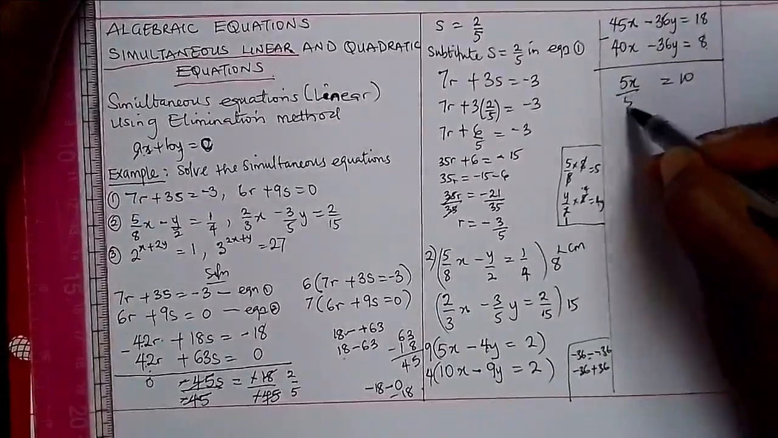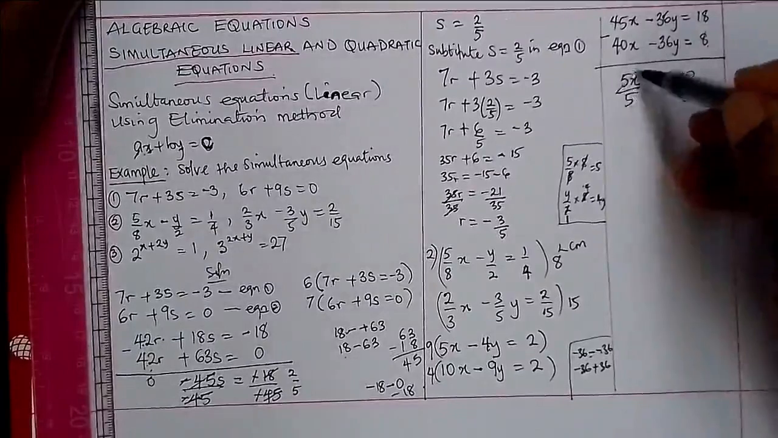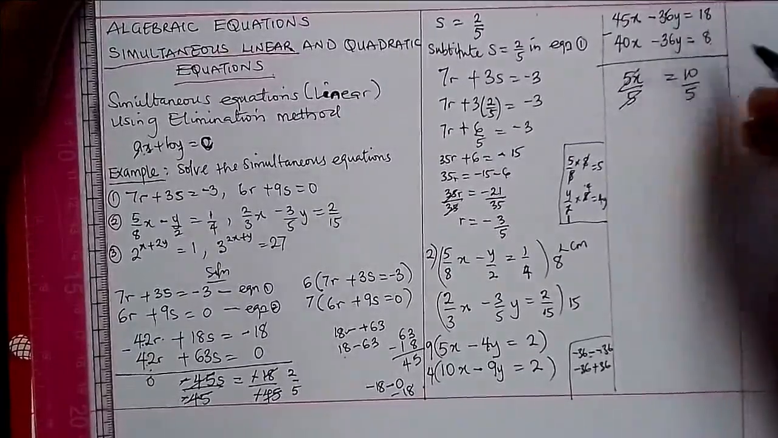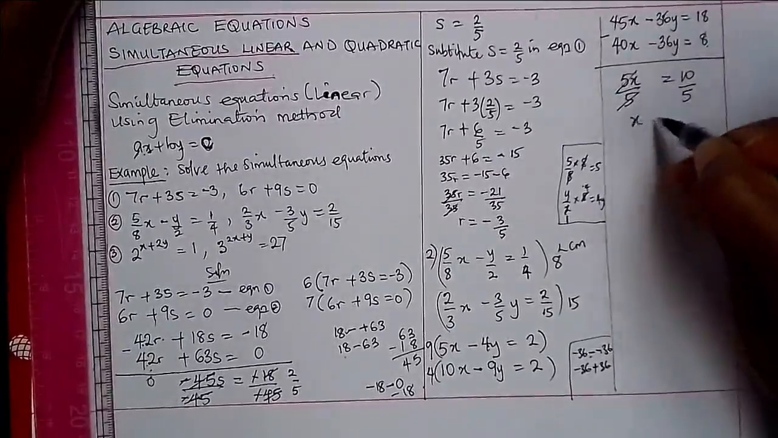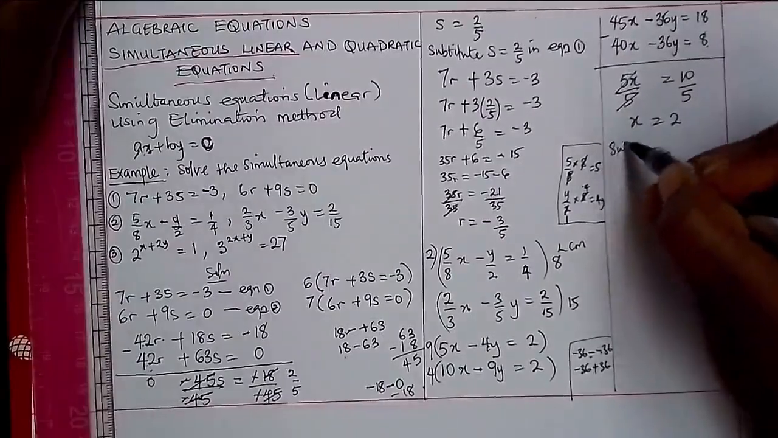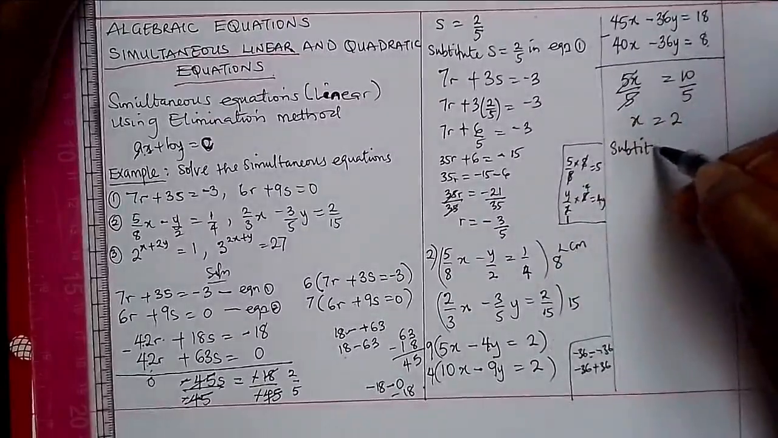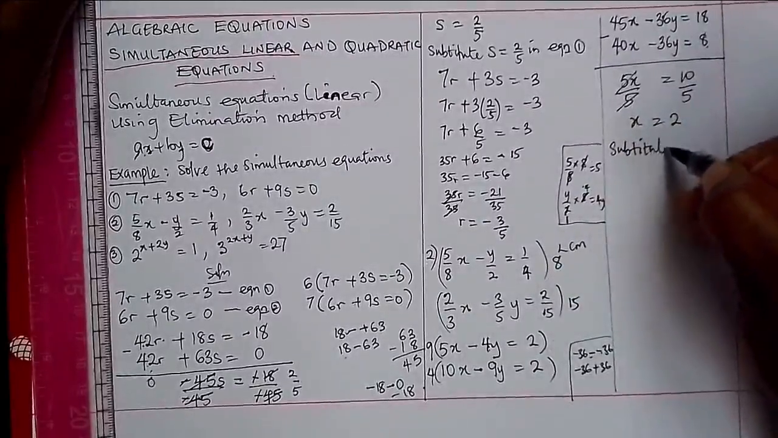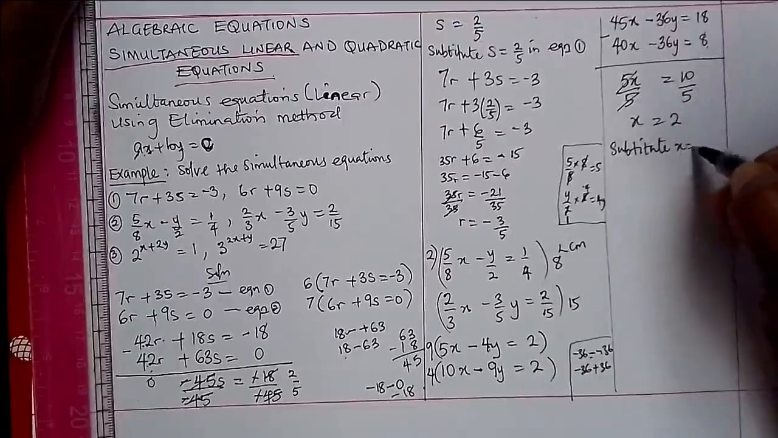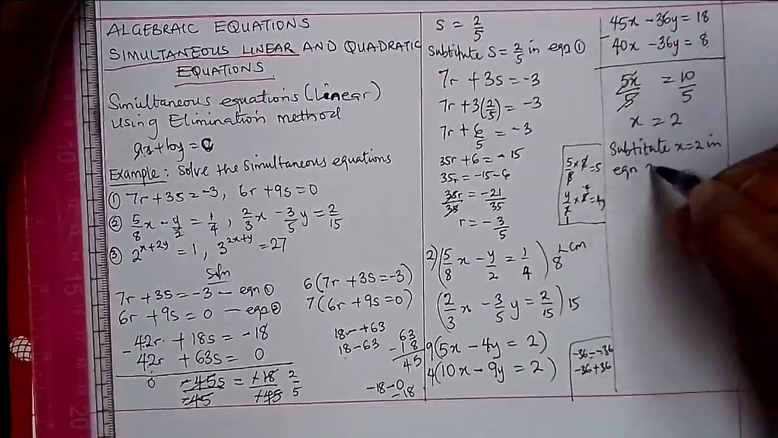We divide through by 5 so that we'll be able to get the value of x. So 5 divided by 5 is 1. X is equal to 2. So if we have x to be 2, we substitute in equation 2 because the first time we used equation 1. So let's substitute x equal to 2 in equation 2.